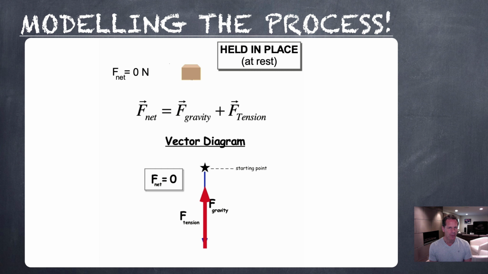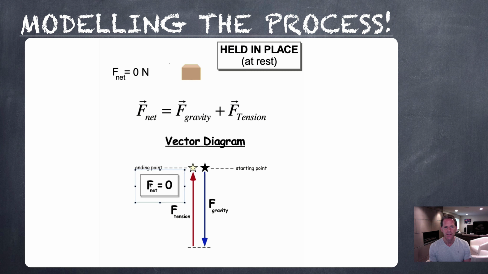Think back that the net force is 0, and that means our ending point has to be at the same place as the starting point. So our force of tension vector has to be longer. I'm drawing them to the side just so you can see them more clearly here, but technically they should be right from tip to tail.